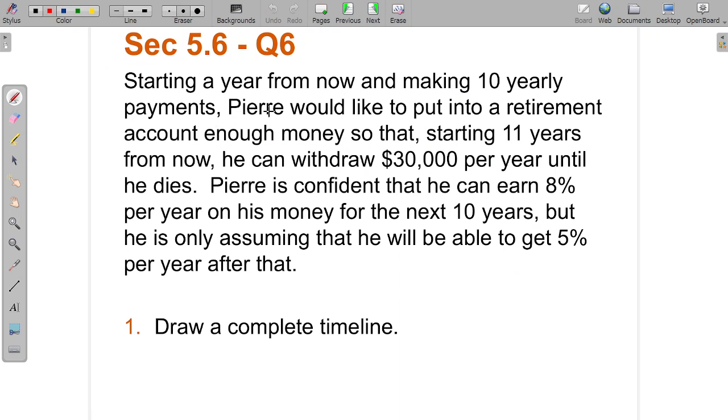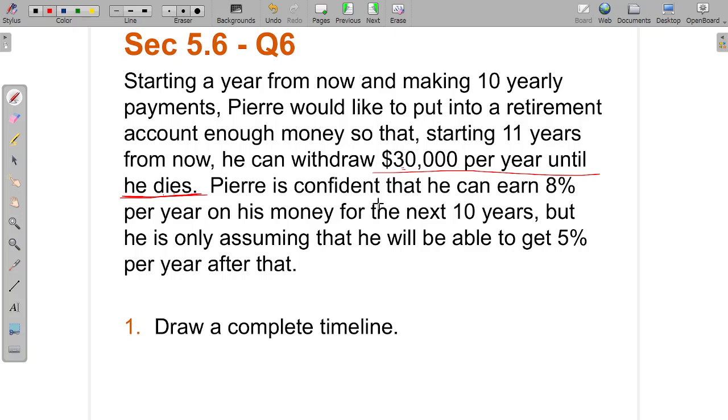Now let's take this question to demonstrate the example we are talking about. Starting a year from now and making 10 yearly payments, Perry would like to put into a retirement account enough money so that starting 11 years from now, he can withdraw $30,000 per year until he dies. We don't know when he will die. So that shows we are talking about perpetuity at this latter part.